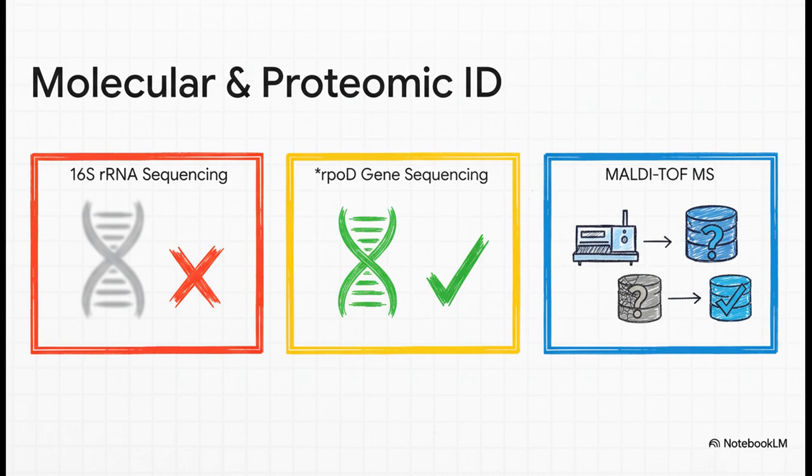Now, for a definitive ID, your modern methods have some pros and cons. 16S sequencing isn't going to cut it here. Not enough resolution. Sequencing the rpoD gene is the recommended way to go for an accurate ID. And what about MALDI-TOF? Well, it's fast for sure, but its success completely, 100% hinges on having an updated database that actually recognizes the new Stutzerimonas name.